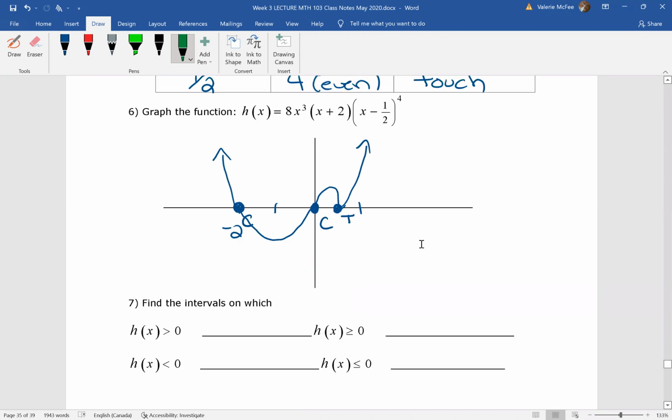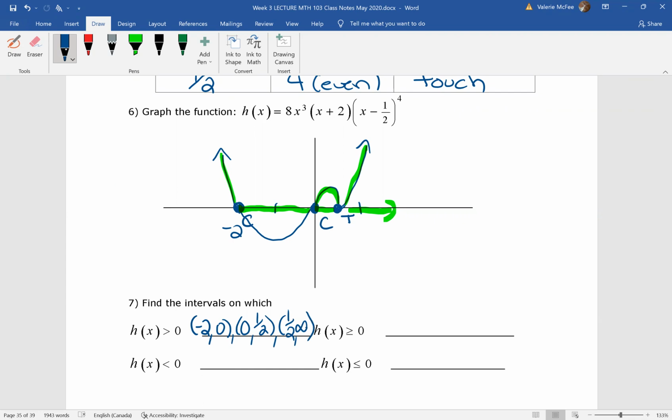Now, what are the intervals on which h of x is greater than 0? Greater than 0, greater than 0, greater than 0. Where on the x-axis is that happening? From -2 to 0, and then 0 to 1/2, and then 1/2 to infinity.